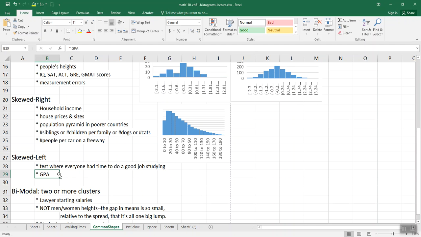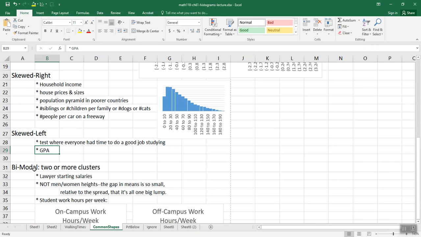And then there's something called bimodal, bi meaning 2, mode meaning kind of fashion, and we saw the lawyers' starting salaries had one big bump in one place and one big bump in another place. You might think that men's and women's heights, if you graph them together, would have a normal distribution for men and another for women, but it turns out they're so close to each other relative to the spread of individuals' heights that you don't actually get 2 separate bumps.